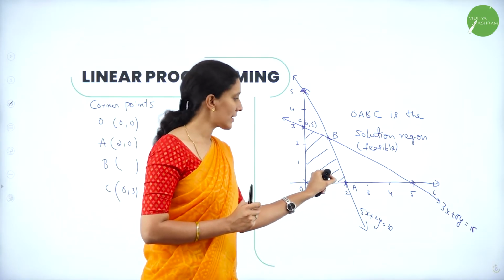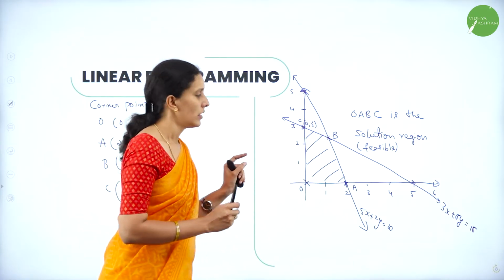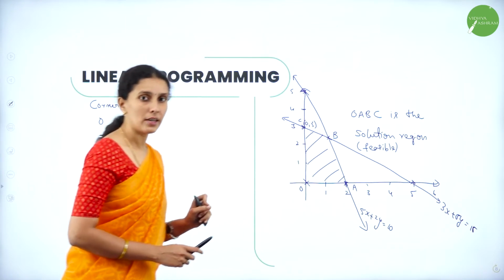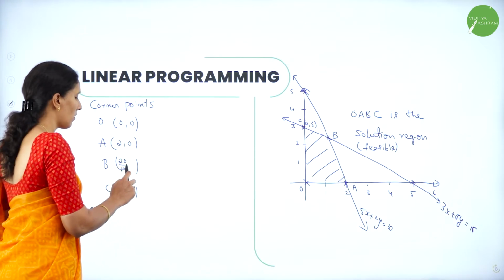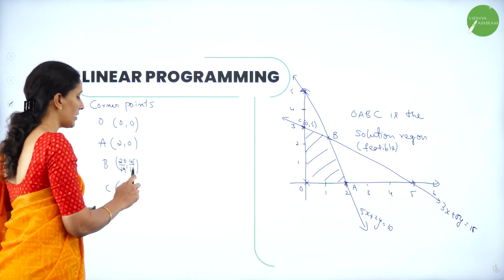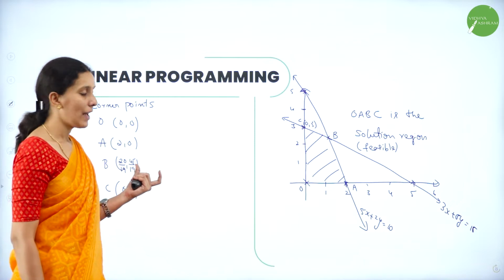the number of counts for the x-axis and the number of counts for the y-axis. So here I'll just write this in terms of fractions. I will get it as 20 by 19, 45 by 19. So this is the coordinate of B that I will get.